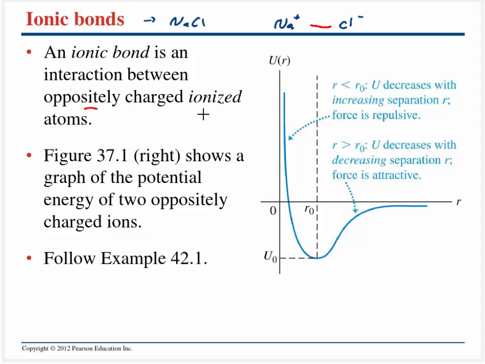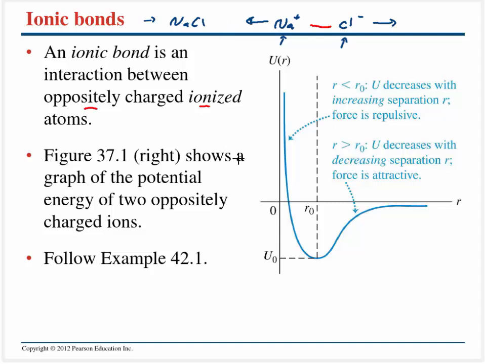So oppositely charged ionized atoms are essentially what cause an ionic bond, and this is a relatively strong bond. I like to think of it as when this chemical bond is set up, these are like magnets, where that's a magnet and that's a magnet, and they're oppositely charged, so they're attracted, and when they come together they click, and that click is the release of energy. In order to pull them apart, it's going to take some energy from us to be able to do it, so that's going to require energy.